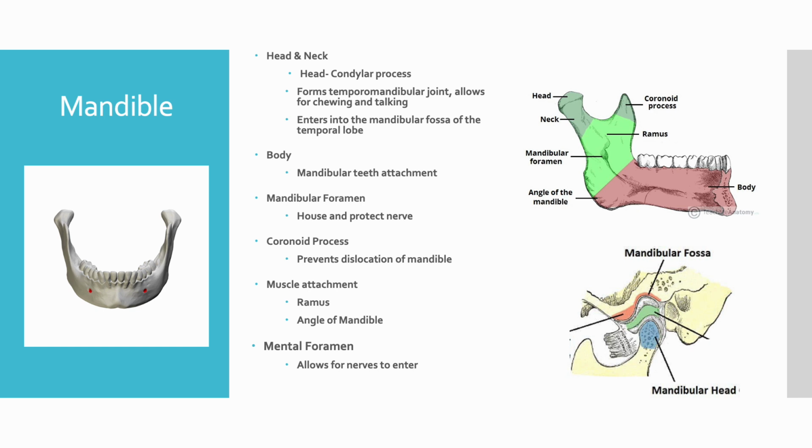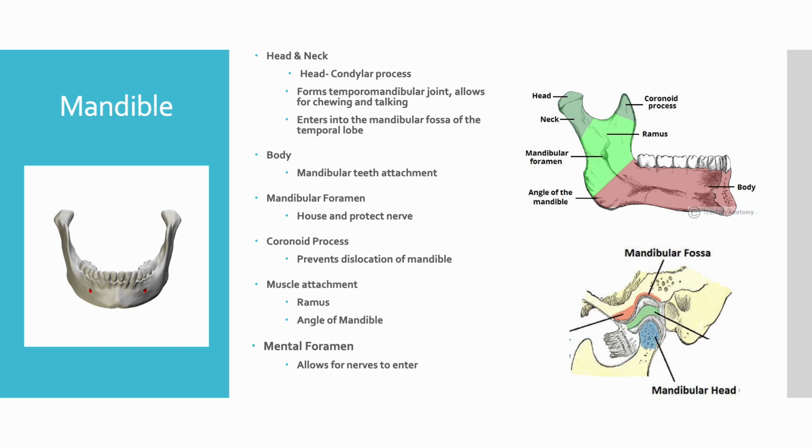The part of the skull that the head of this bone sits into is called the mandibular fossa. A fossa is like a little smooth area for one bone to sit in and articulate or move with another bone. So the mandibular fossa is the articulation point for the mandible.